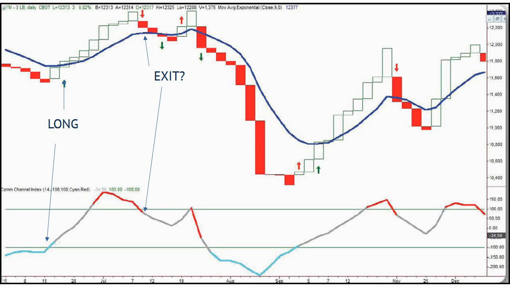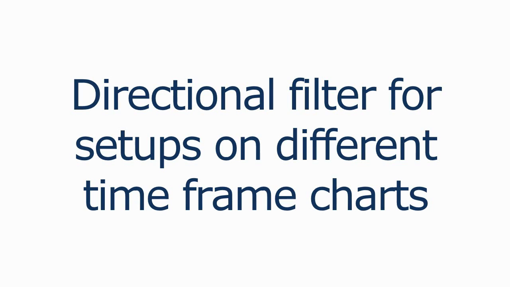The entry or exit rules, of course, can be refined through the use of different or additional indicators and lower time frame charts. And finally, line break charts can serve as a directional filter for setups on different time frame charts. Only go long if the last line was white, go short if it was red.